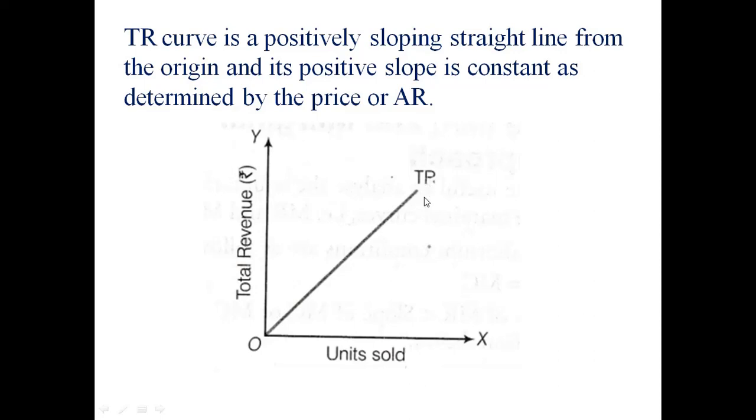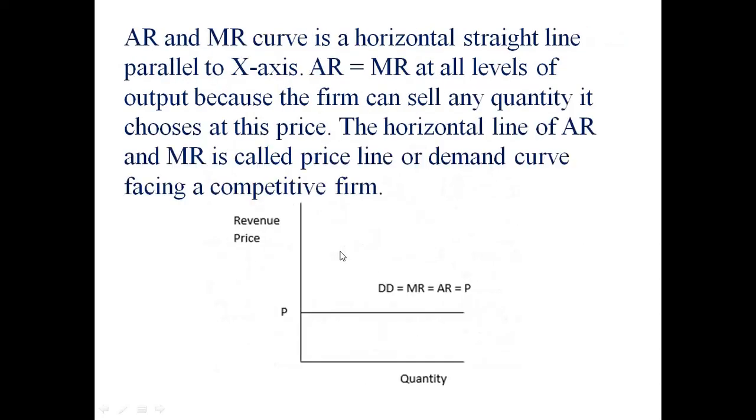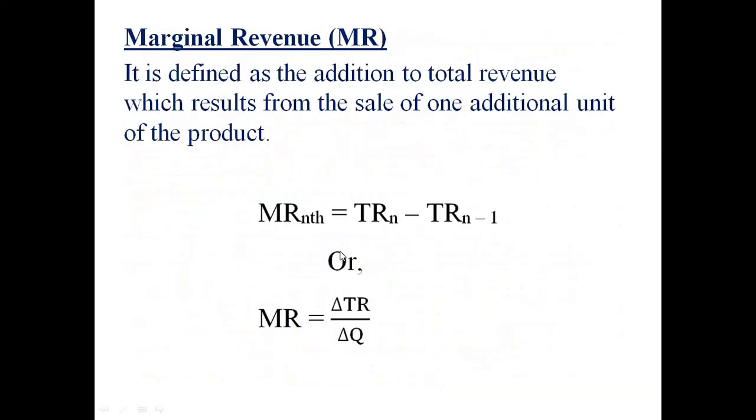Okay, this is your total revenue. It has been referred to as TP out here. Please don't get confused. It is TR. So at any point, if you want to calculate, graphically you can use this and calculate MR corresponding to the quantity that is sold.